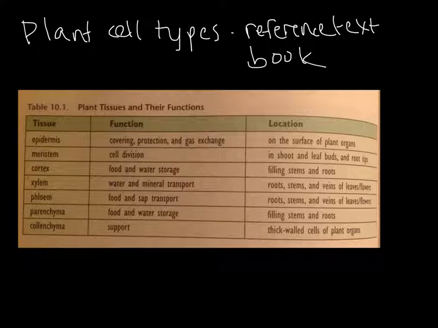So in reference to plant cells, there are some different types. These reference the texts and books in table 10.1. Some of these we already mentioned, maybe a little bit in class. But there's epidermis, which is the outer covering of the plant, meristem, which is the shoots, the baby cells, the cortex, which fills most of it, and the xylem and phloem, which we'll talk about, and specifically parenchyma, are all the main types of tissues in plants.